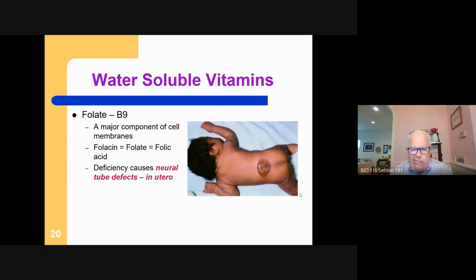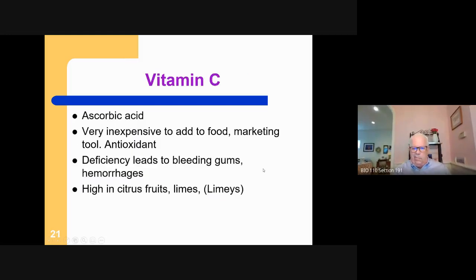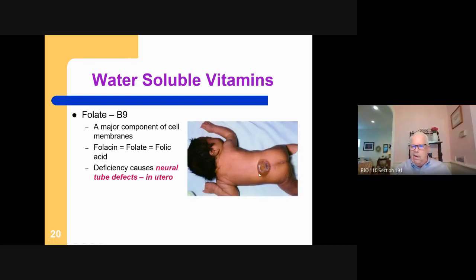If you have a lack of folate when you are pregnant, your baby will be born with a neural tube defect right here, a neural tube defect. This baby could be paralyzed from here on down. Not necessarily, but could be. All right? So those are the B vitamins.